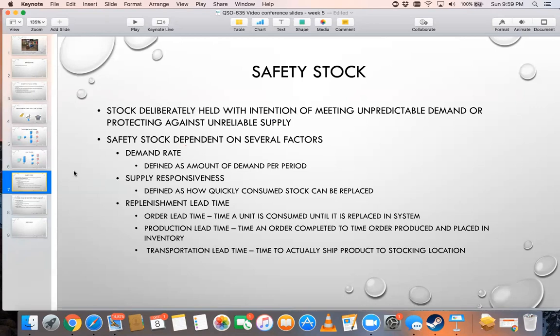Okay, and then transportation lead time, the time to actually ship the product to the stocking location. So once it's produced, how long it takes for us to get that product to where it needs to be stocked, either in the store or in one of your buffer stocks or in a warehouse.